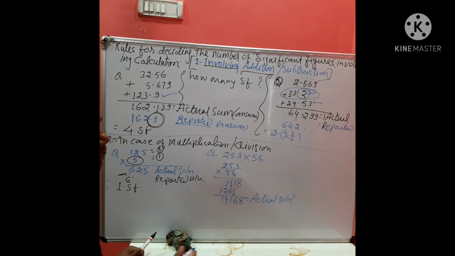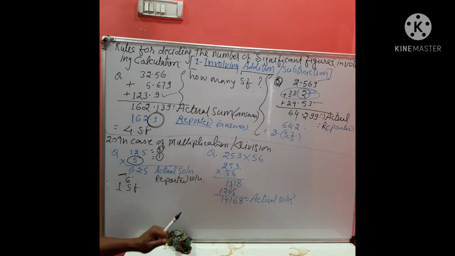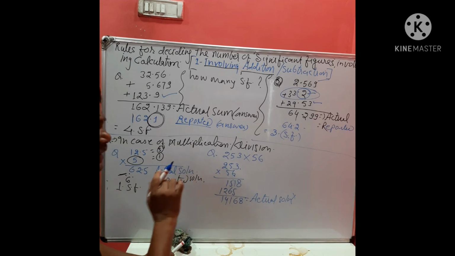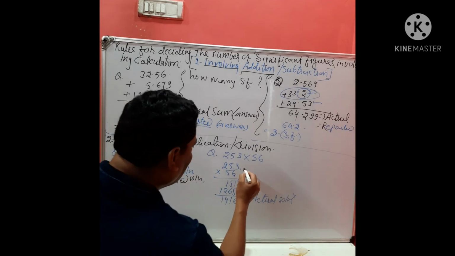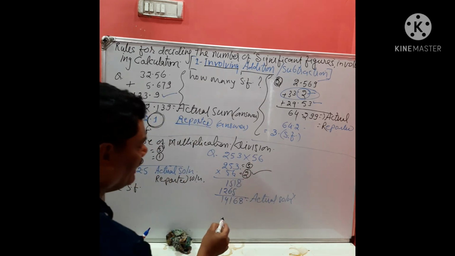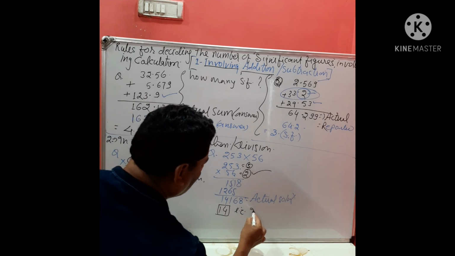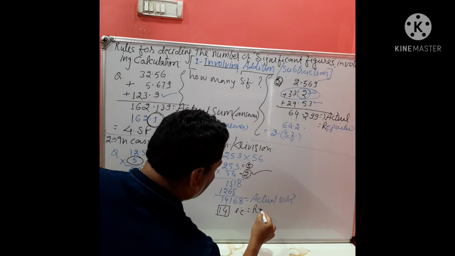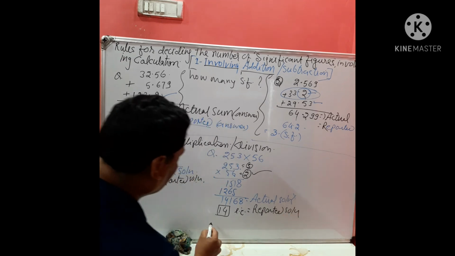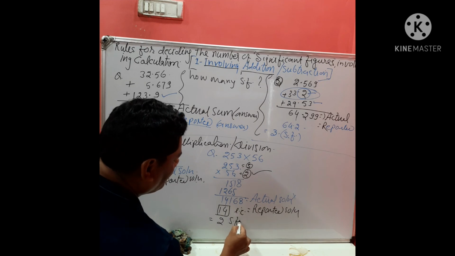I have to report my answer only up to that number of significant figures given in the least number of significant figures in the question. That is, in the question there are 3 significant figures and 2 significant figures, so I will express it only as 14. This is the reported solution, and in this reported solution, 2 significant figures are there.